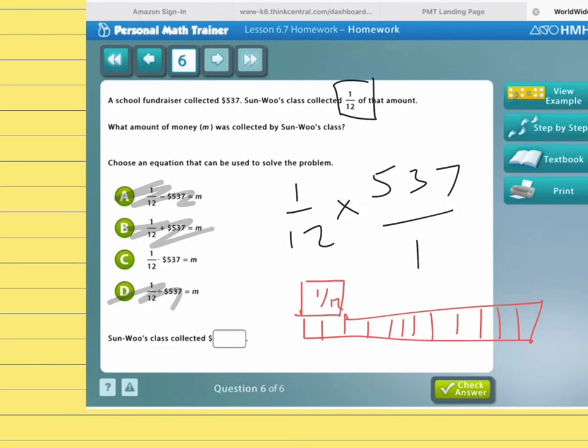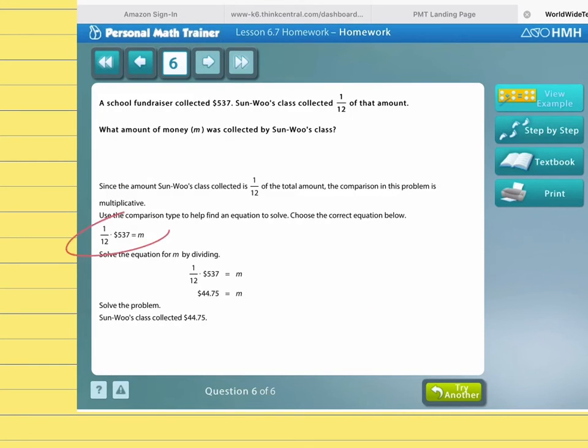Let's check it out. All right, you can see that they did 1/12 of 537. They didn't show us a model, which I really think they should have. It is a multiplicative comparison because it's involving multiplication or division. And they show us that answer, 1/12 of that. They don't show us how they got it, but I would do 1/12 of 537, and I can't simplify this, I don't think, so I'm going to have to do the long division.